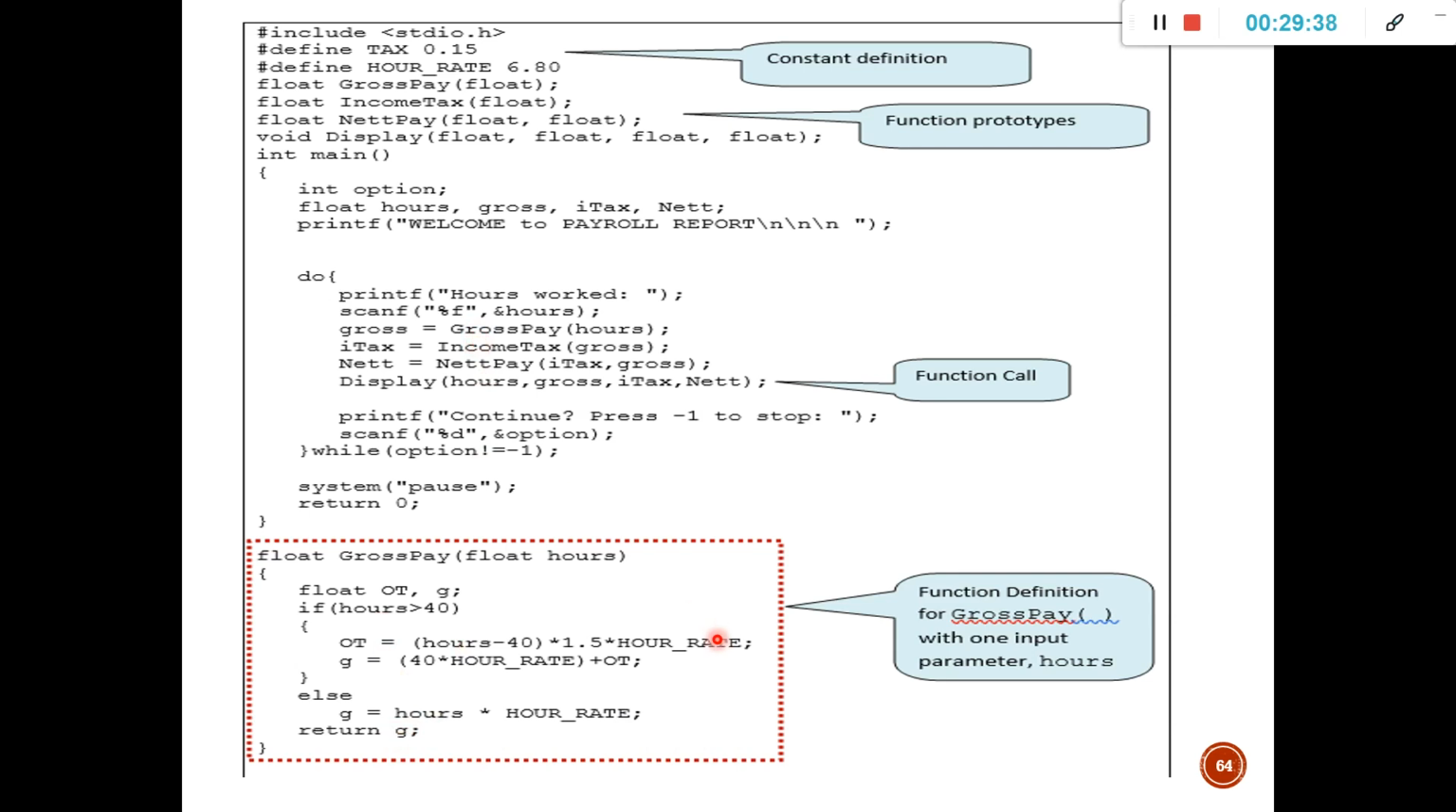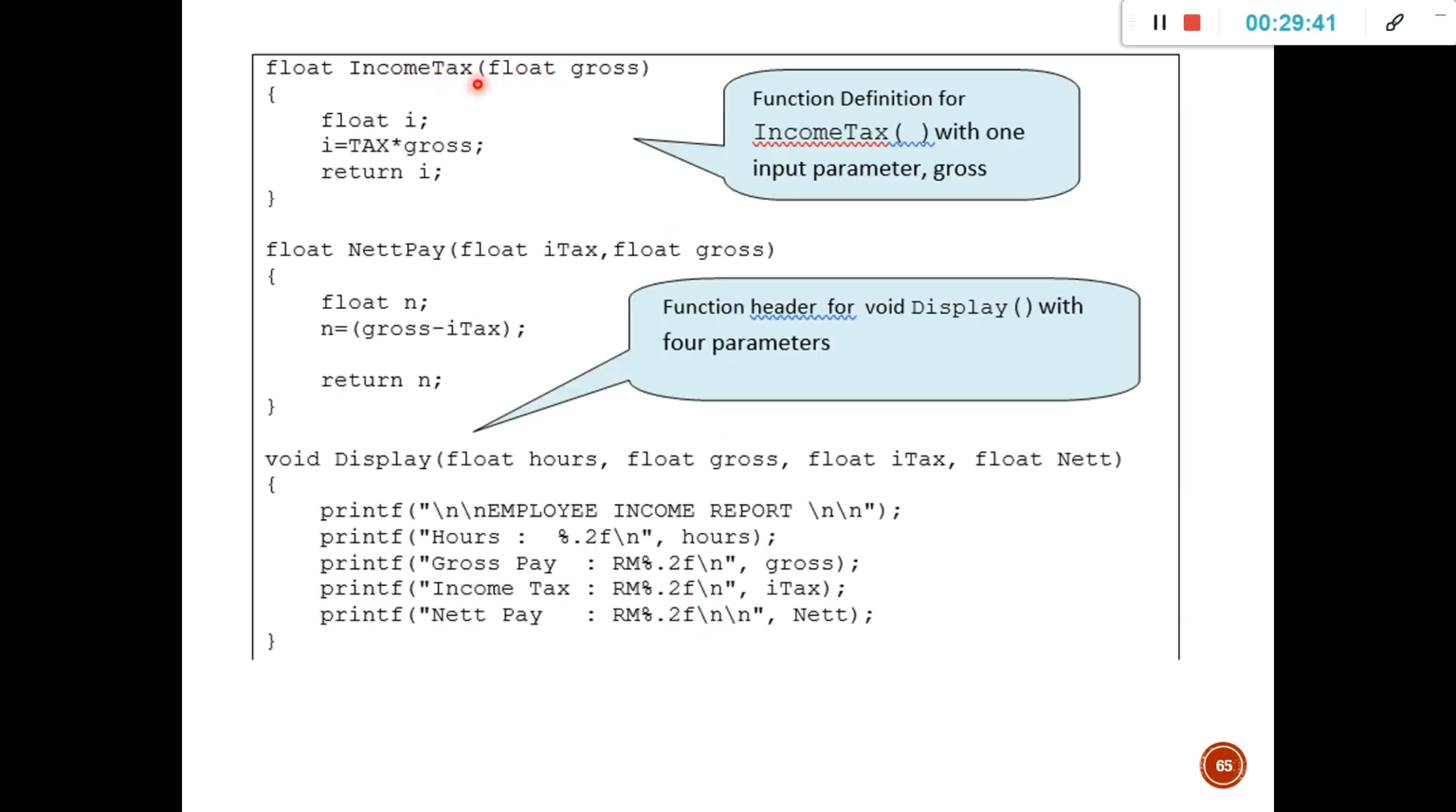And then you have income tax. Income tax will accept one data and then calculate the value for income tax. See here, the constant is used, and then it returns the value. And then net pay will accept two data, do some calculation, and return the result. And then for display, it will just accept data and then display the value. So here, as I said, is an example of a program that uses user-defined functions.